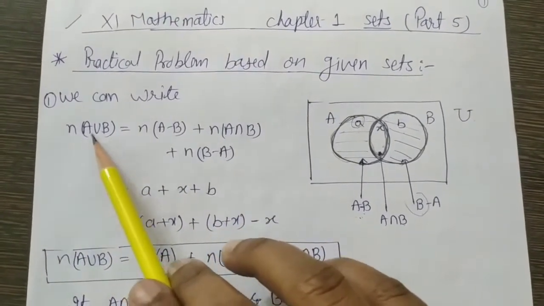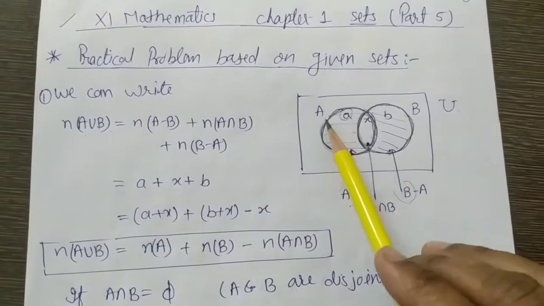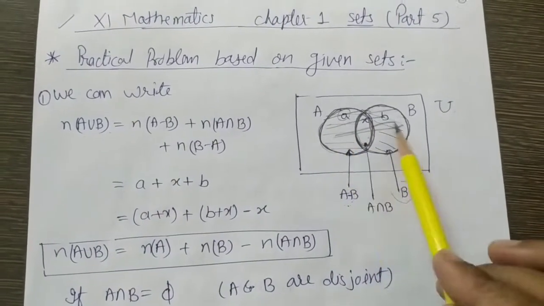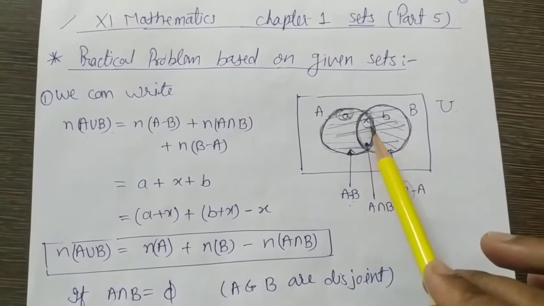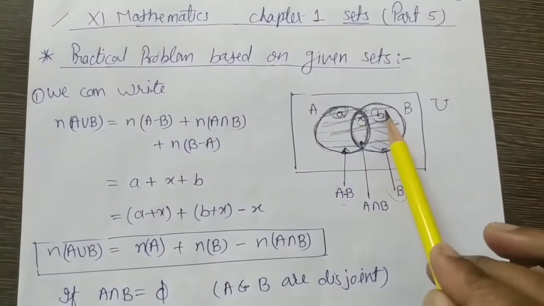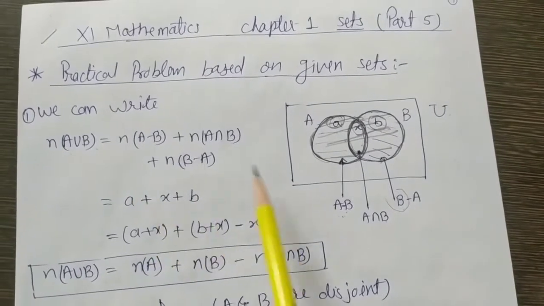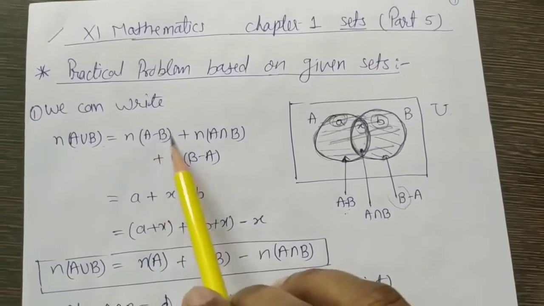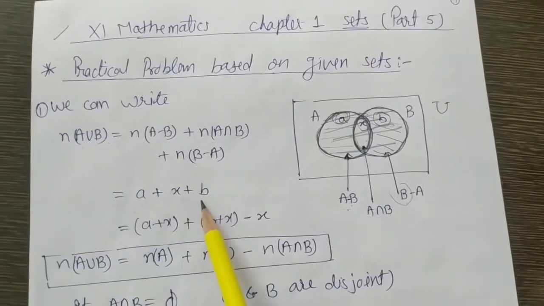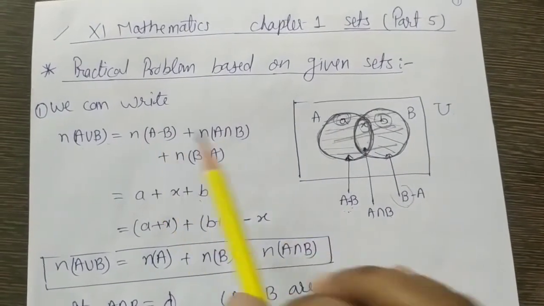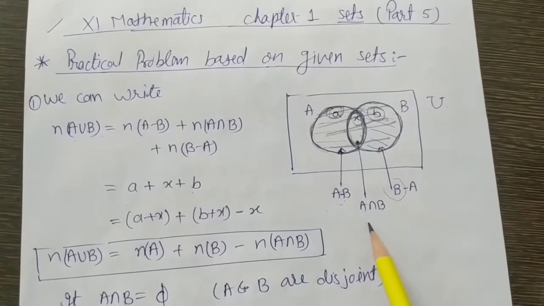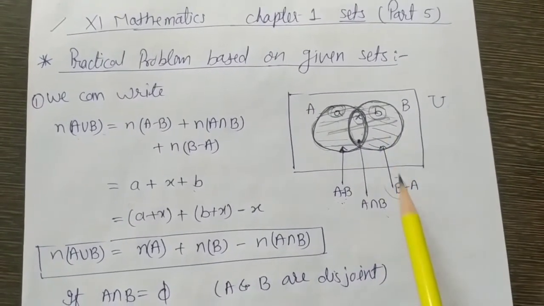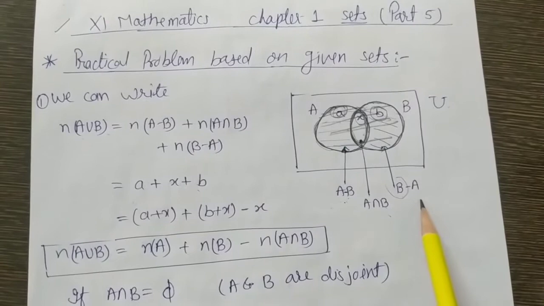Number of element of A union B. This complete is showing A union B. It means A plus X plus B. Or we can also write number of element in A minus B, number of element in A intersection B, and number of element in B minus A.